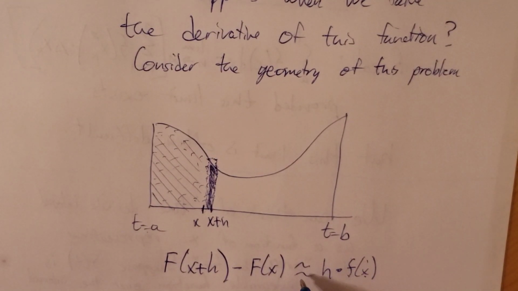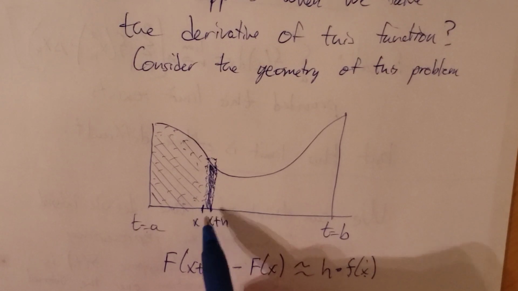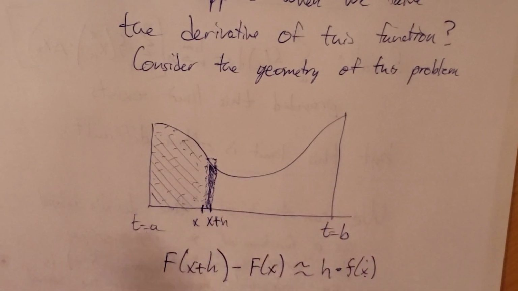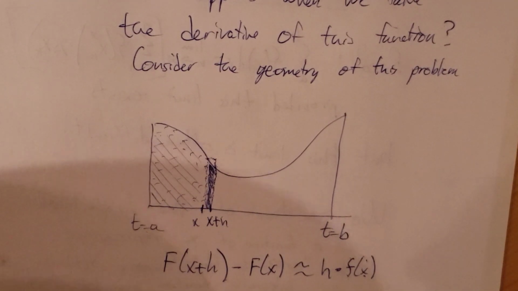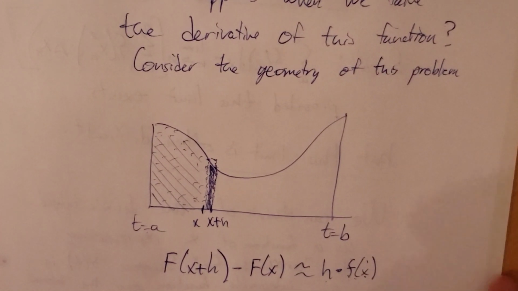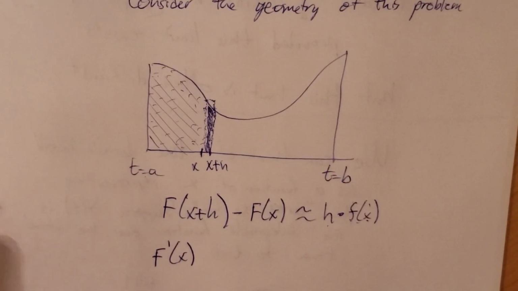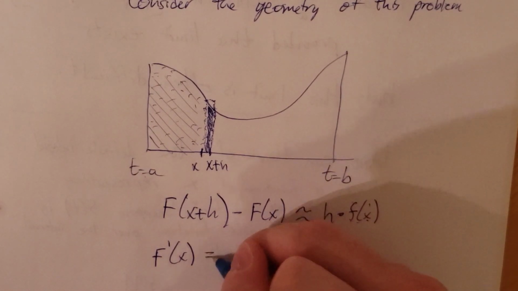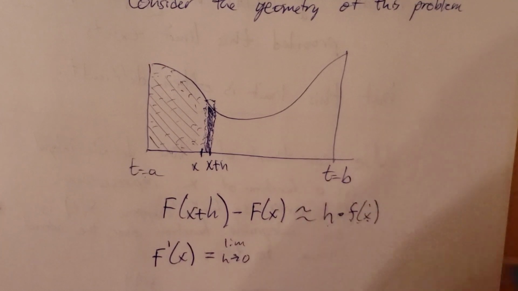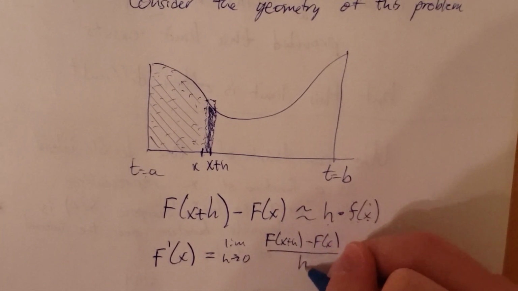And of course, this is an approximation, right? It's not exact here. But as h goes to 0, as in the width of this gets narrower and narrower, those areas will certainly get closer and closer to each other. So as h gets really small, then this equality is true. In other words, the derivative, if we take the derivative of this capital F of x, notice that this is the limit as h goes to 0 of capital F of x plus h minus capital F of x, all over h.